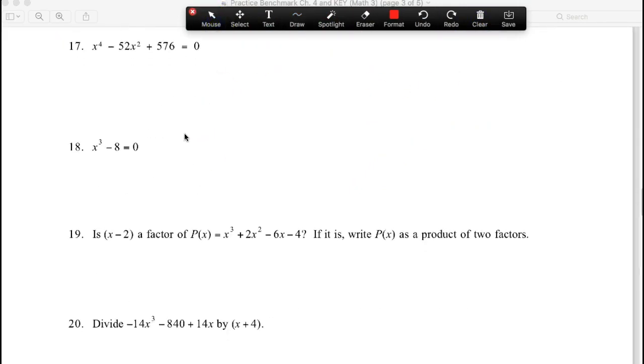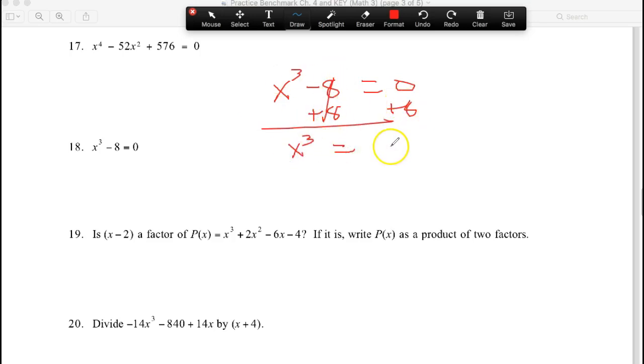Look at number 18. Let me just show you what it would look like if I were to solve this and just find the real solutions, so you see what I'm talking about. x cubed minus 8 equals 0. Now I want to solve this, so I'm going to get the x isolated by itself by adding 8 to both sides. Then I would get x cubed equals 8. Now I'm going to cube root both sides. When I cube root this, the cube and the cube root cancel each other out and I'm left with x.